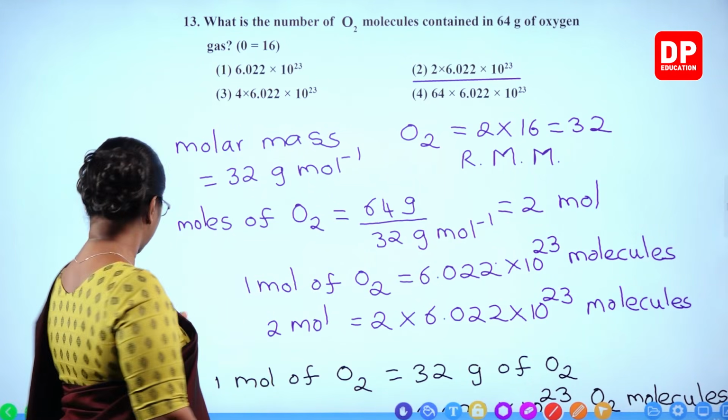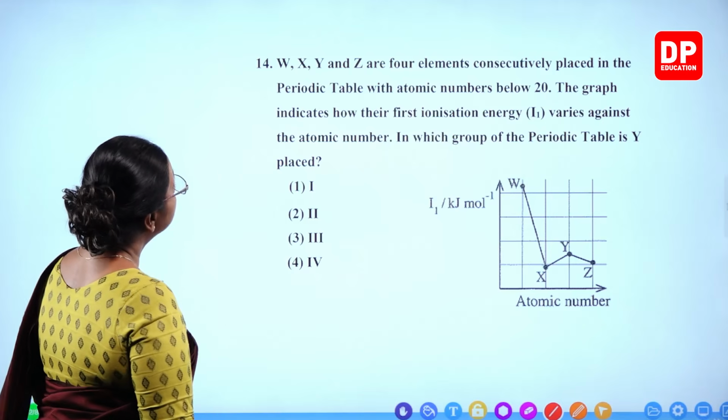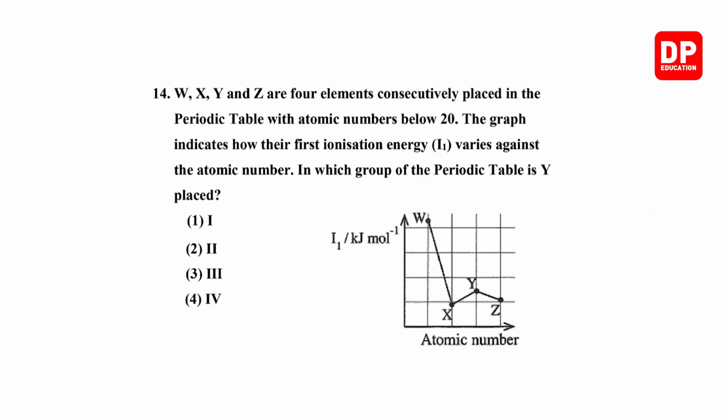With that, students, I'll move on to the next one. Question number 14. W, X, Y and Z are 4 elements consecutively placed in the periodic table with atomic numbers below 20. So it is between hydrogen and calcium, the first 20 elements in the periodic table. The graph indicates how their first ionization energy, that is I1, varies against the atomic number. In which group of the periodic table is Y placed?